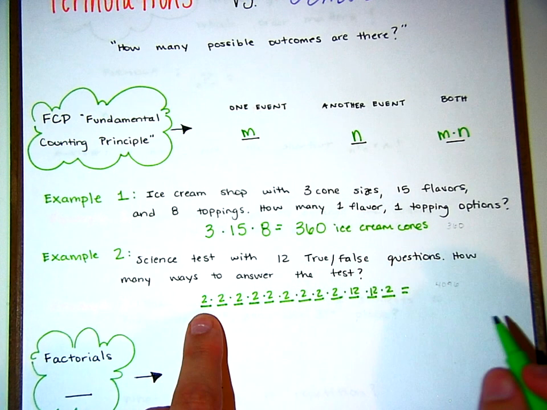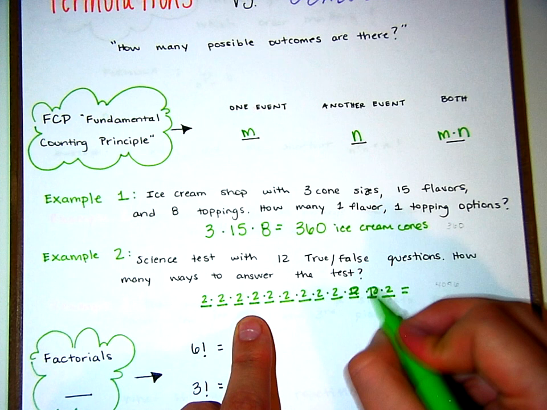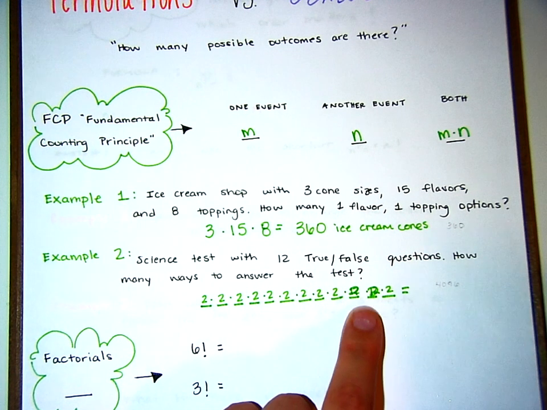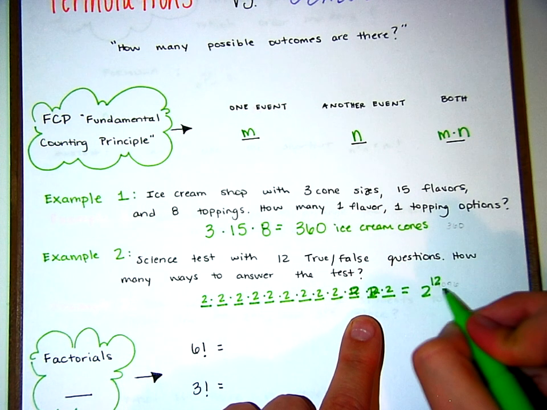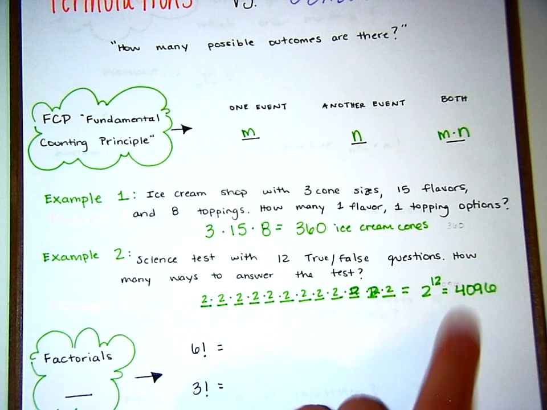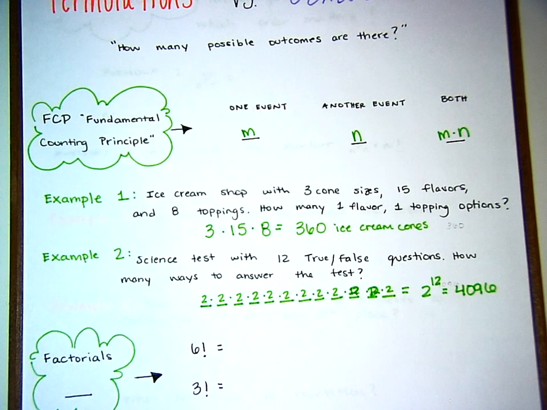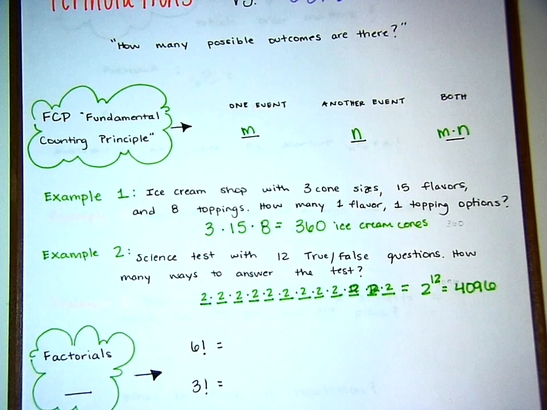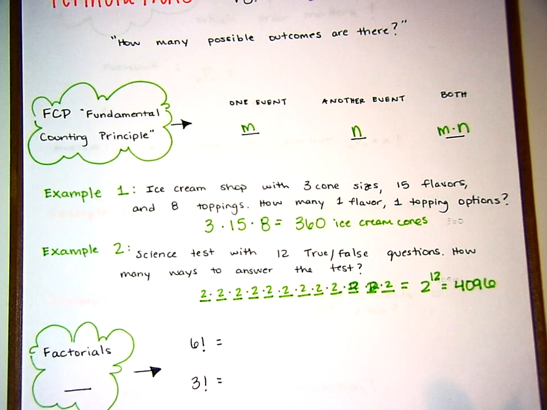So 2 times itself 12 times is 2 to the 12th, and that's going to give me 4,096. So that's how many ways you could possibly answer that test. That's a lot. All right, so that's our fundamental counting principle. It's really simple, just multiplying all the outcomes together to get the total.